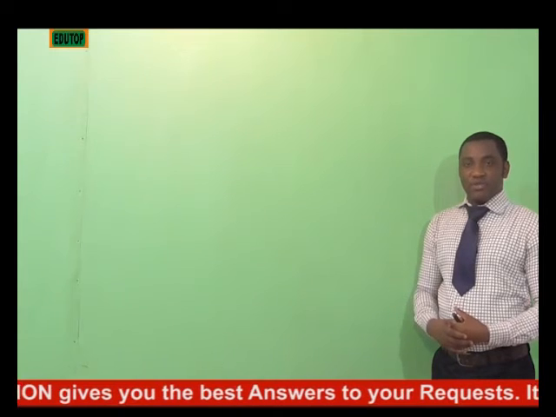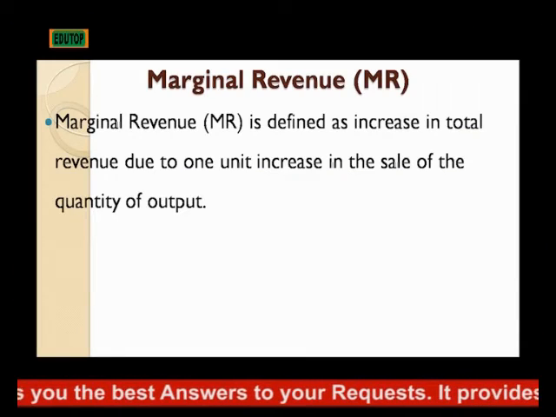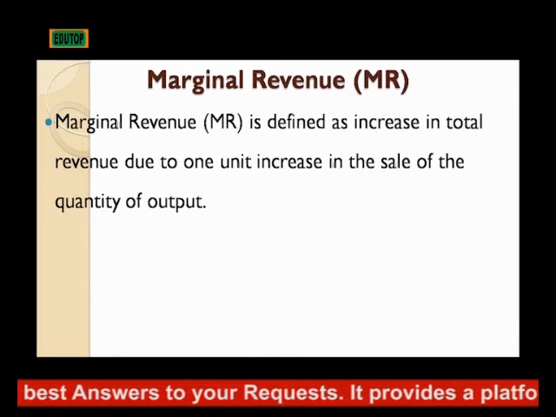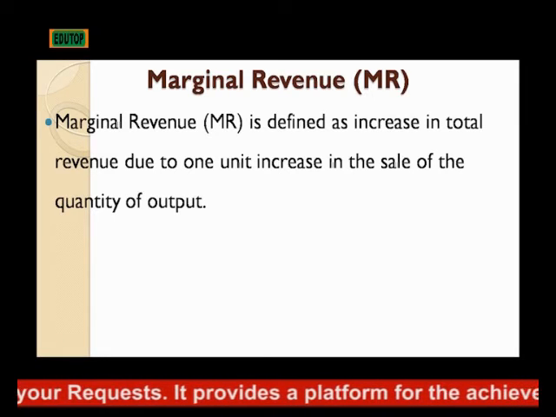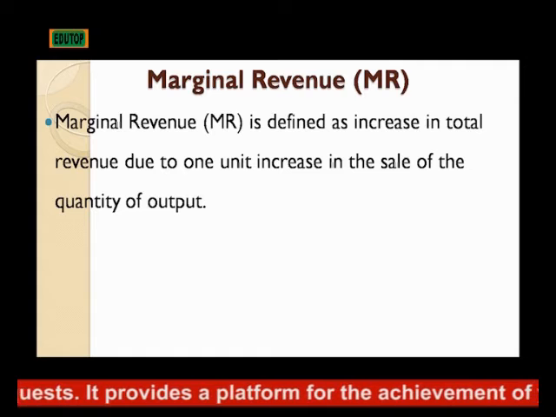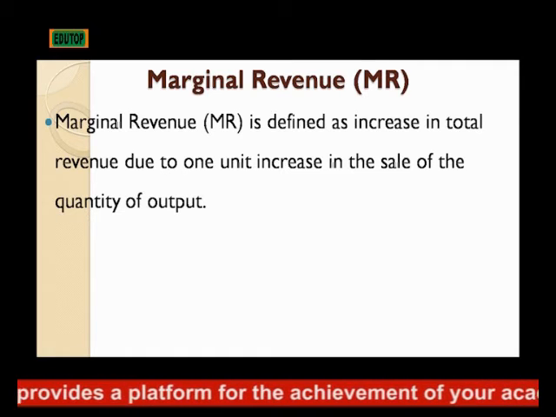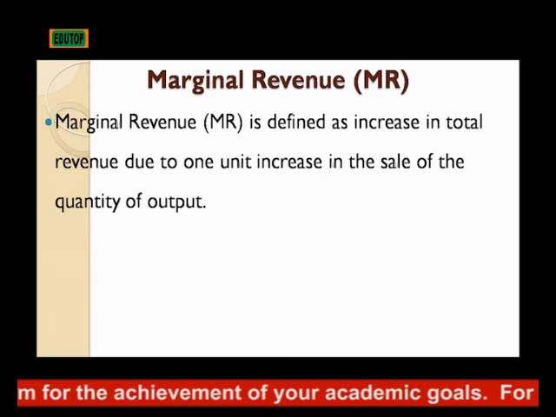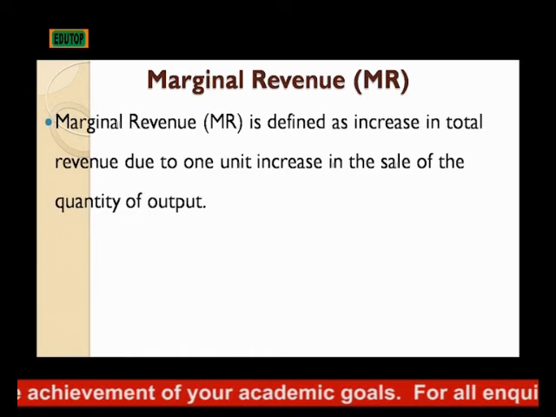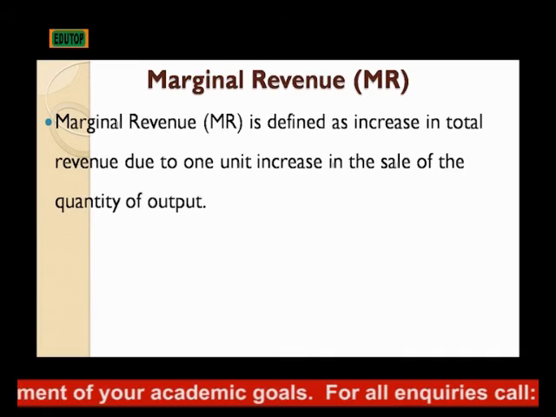Then marginal revenue. Marginal revenue is defined as the increase in total revenue due to a one unit increase in the sales of that quantity of output. That is, any addition in the sales of that quantity is what we are referring to as marginal revenue.